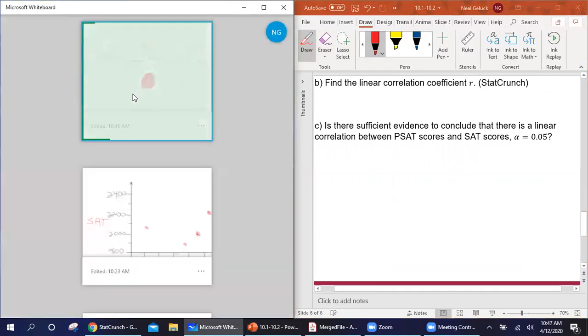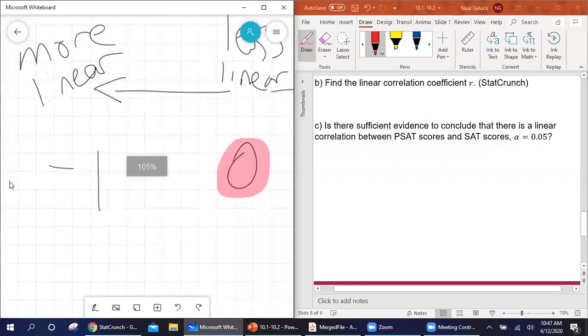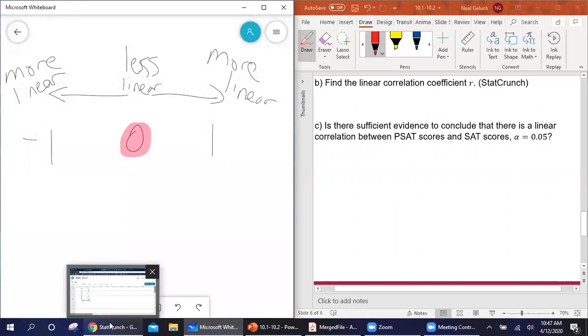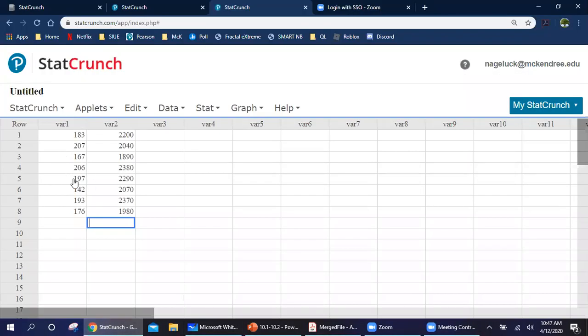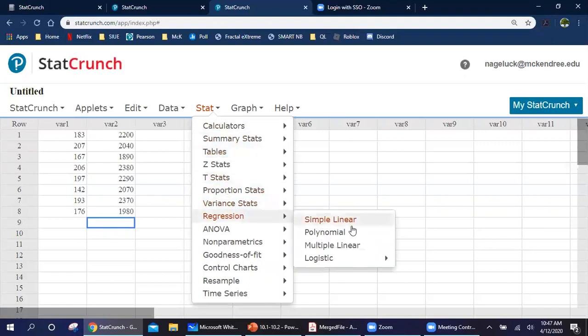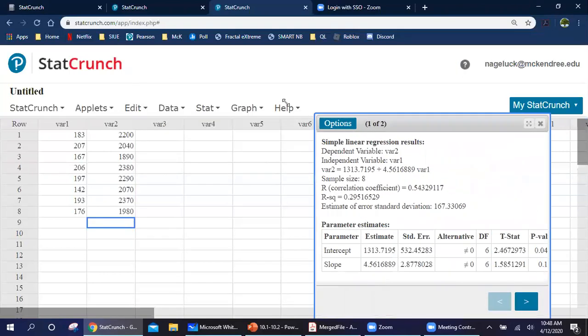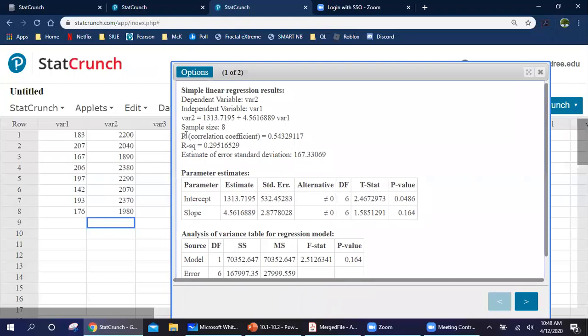So again, I'll get into StatCrunch here. There we go. So I've put the PSAT scores down in var1, the SAT scores down in var2. Again, I go Stat, Regression, Simple Linear. var1 is my x's, var2 is my y's. I don't have to do anything else on here. I hit compute. And my correlation coefficient this time is about 0.543.